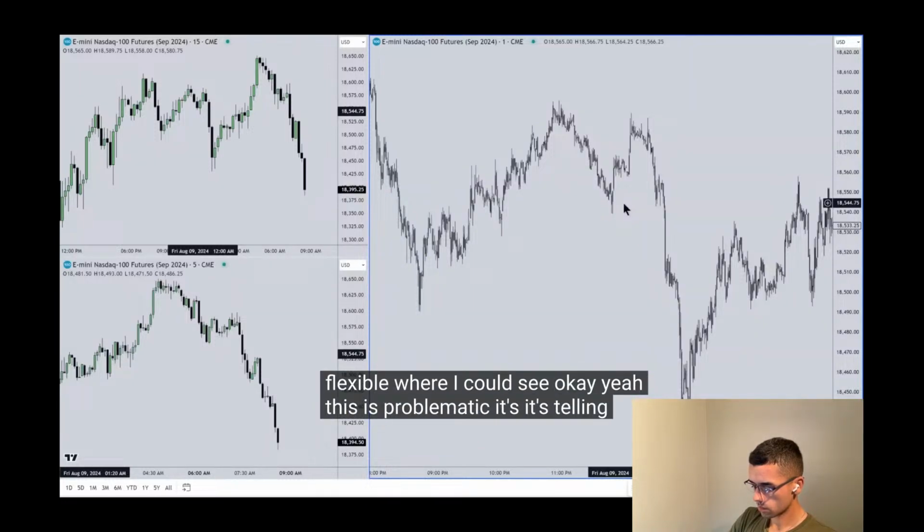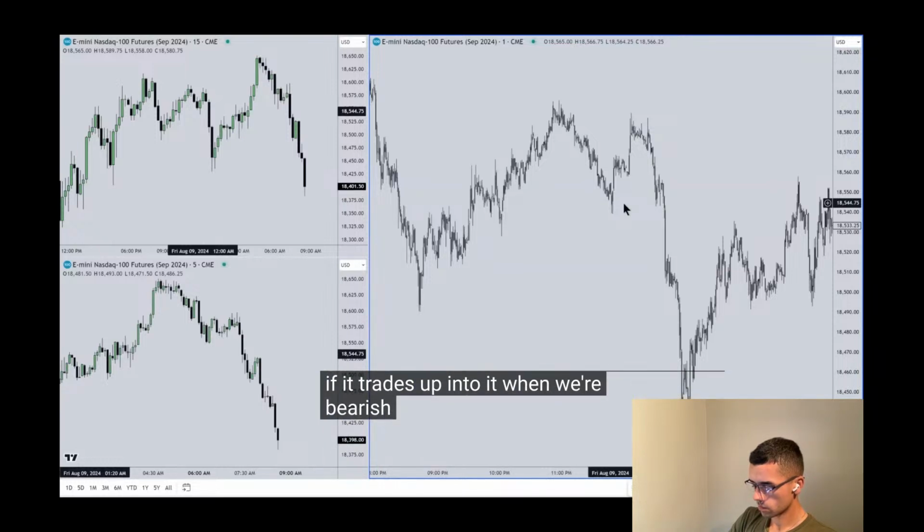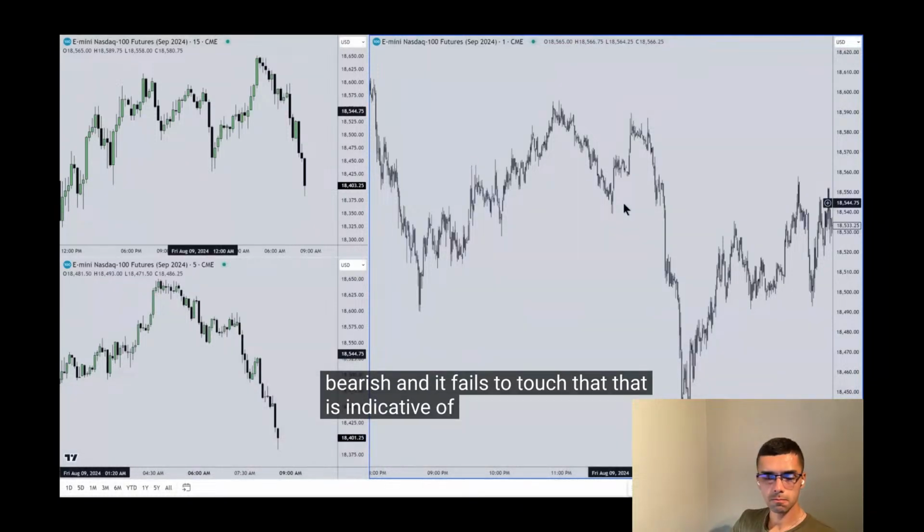where I could see, okay, yeah, this is problematic. It's telling me because price is showing all kinds of signatures, and signatures are types of things I talked about, like where we didn't see it trade into a fair value gap's midpoint or consequent encroachment. If it trades up into it when we're bearish and it fails to touch that, that is indicative of weakness, because if it can't even touch the midpoint of the fair value gap or inefficiency, then it's decidedly weak, right?